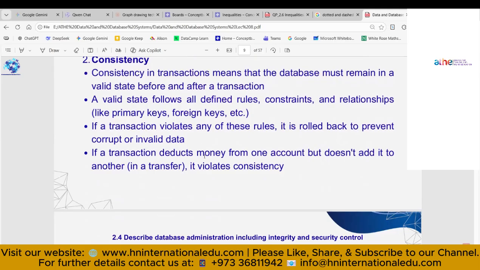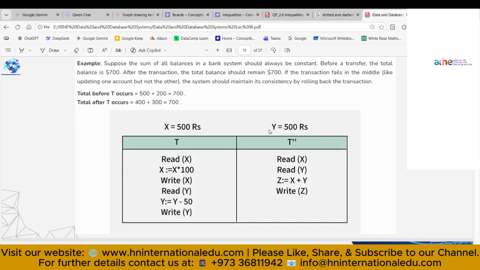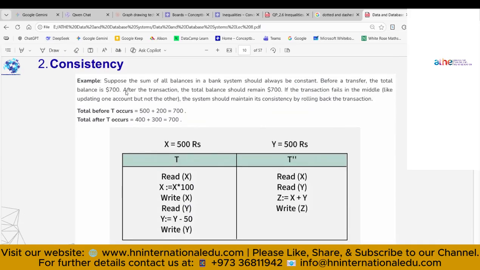And if a transaction deducts money from one account, like it deducted money from the X account, but doesn't add it to another in a transfer, it violates consistency. So next is this example here. Suppose the sum of all balances in a bank system should always be constant, right? Before a transfer, the total balance is $700. After the transaction, the total balance should remain $700. So if the transaction fails in the middle, like updating one account but not the other, the system should maintain its consistency by rolling back or aborting the transaction.